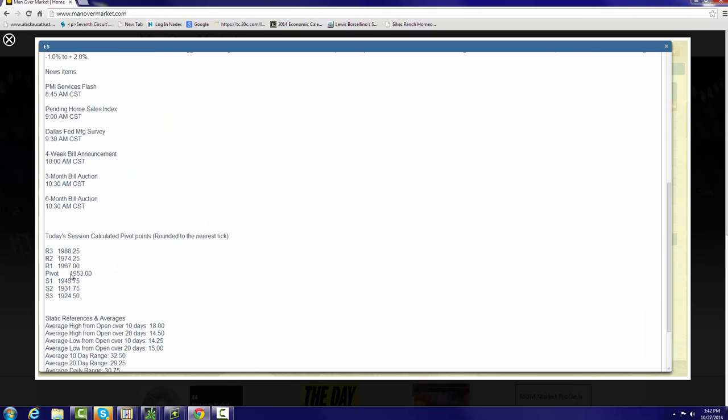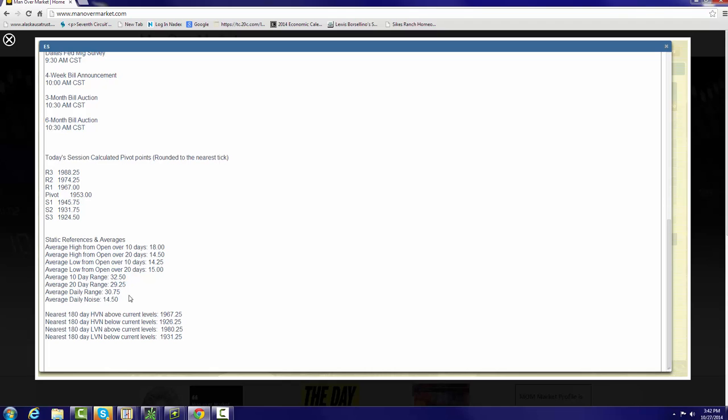Here are the calculated pivots. Here we give you the average. So if you take a look, statistical reference averages, average high from open over 10 days, 1800. So you put it down. That means if we opened at basically 1952, we're looking for an 1800 point move on the highs. 20 day, 14 half, 14 and a quarter, and so on.